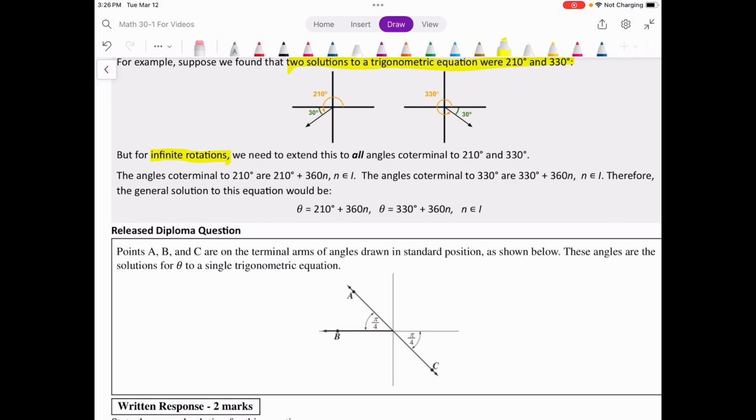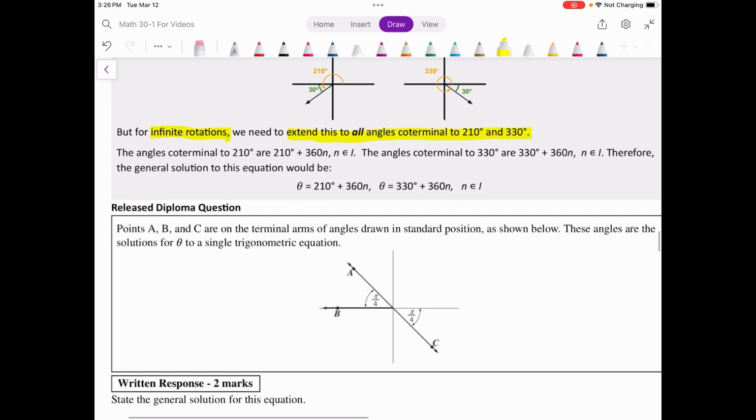There's a nice way we can catch all of them, right? To extend this to all angles that are coterminal to 210 and 330, we can just say the angles that are coterminal to 210 degrees are 210 plus integer multiples of 360, if we're working in degrees, where n is an integer. And that covers all of our bases, right?